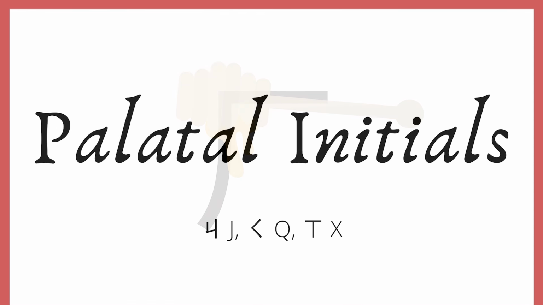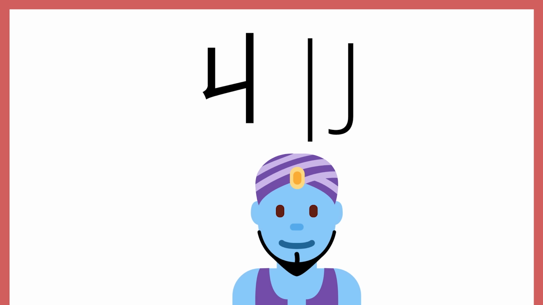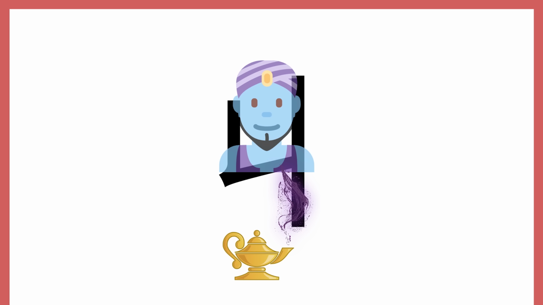Okay, we've come to the palatal initials, ji, qi, xi. Ji is like a genie without the ni, ji. The pinyin is j, and the zhuyin looks a little bit like a genie with a smoky tail, or something along those lines. Use your imagination.